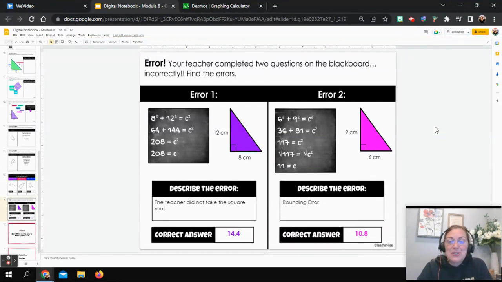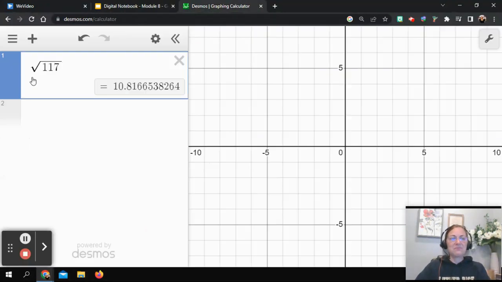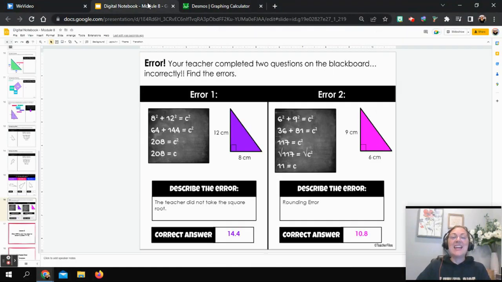On problem number two, the teacher actually did the problem correct, except when they went to go do the square root. Let me show you what Desmos says that square root should be. So the square root of 17 should be 10.8. And so that is a rounding error here, and the answer should be 10.8.